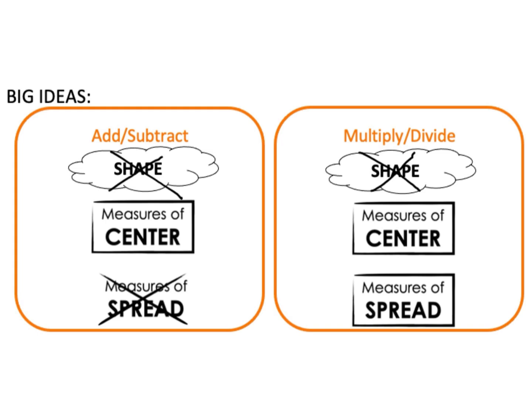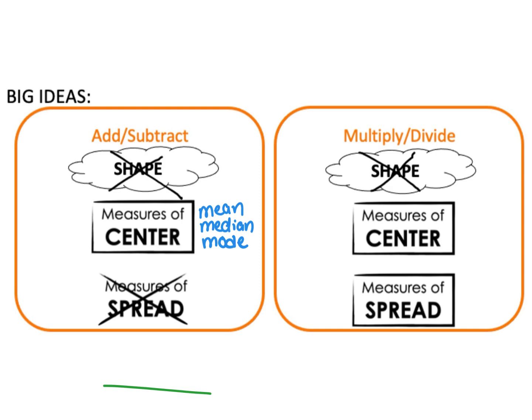Here are the big ideas from your last lesson. When you add or subtract a value to every single value in a set, the shape and variation, or measures of spread, are not going to change, but your measure of center will shift. When multiplying and dividing, both your measures of center and measures of variability will change.